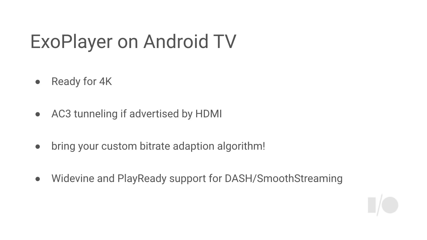If you have connected your Nexus Player, for example, to a TV which supports Dolby Digital, ExoPlayer can recognize this if the TV advertises support for those codecs by HDMI. And then ExoPlayer will just pass through the encoded audio data to the TV, and the TV will do the decoding and the playback of those modern audio codecs.